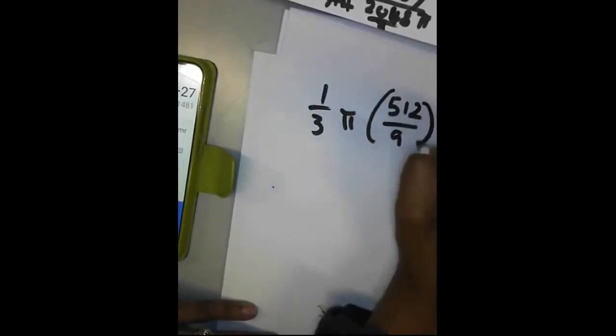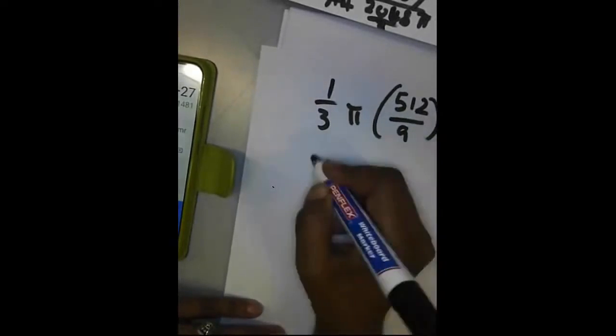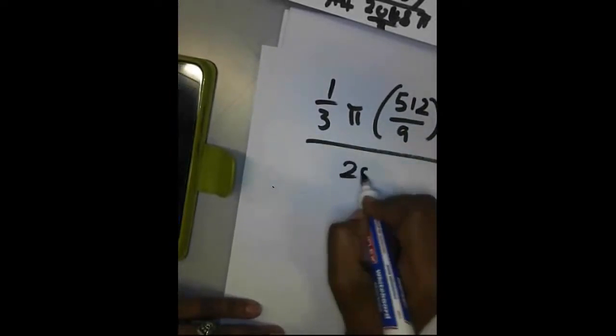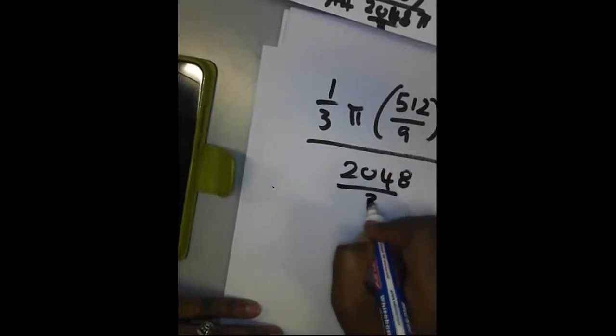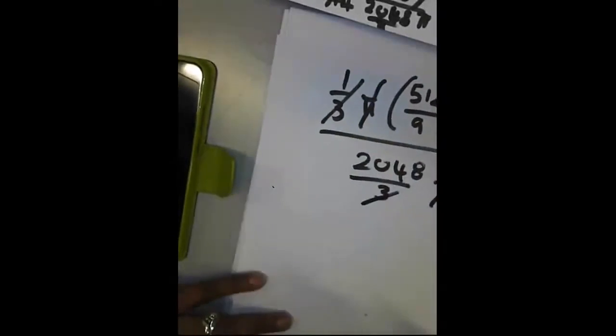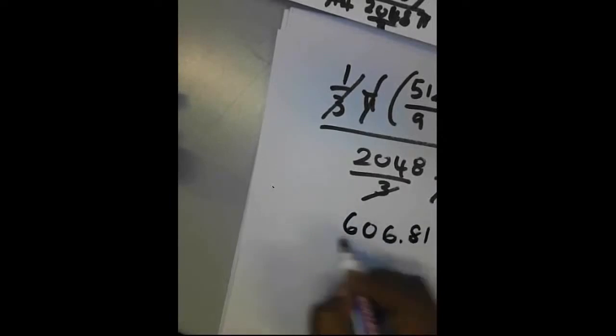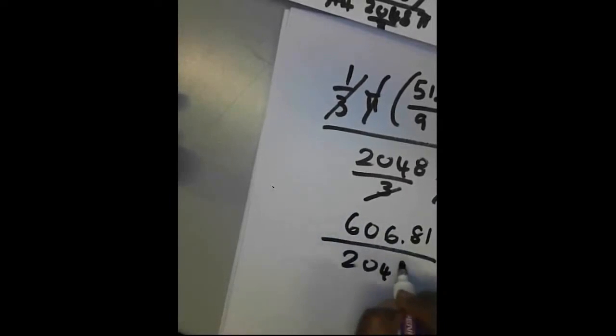512 over 9 times by 32 over 3. So if we simplify it, divided by 2048. Okay, so the thirds cancel, the pi's cancel for that person that's wanting to see it. So let's see if you're getting what I'm getting. So you will get 606.81 divided by 2048.